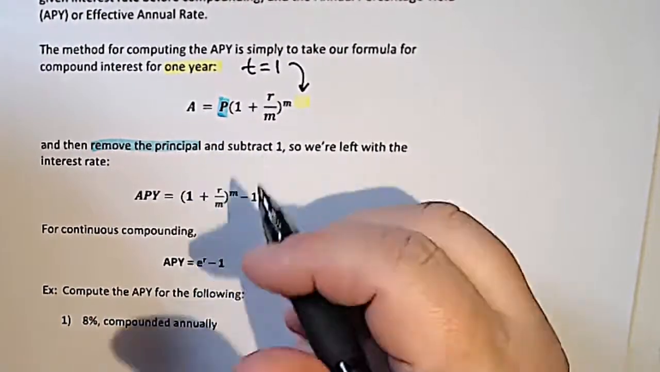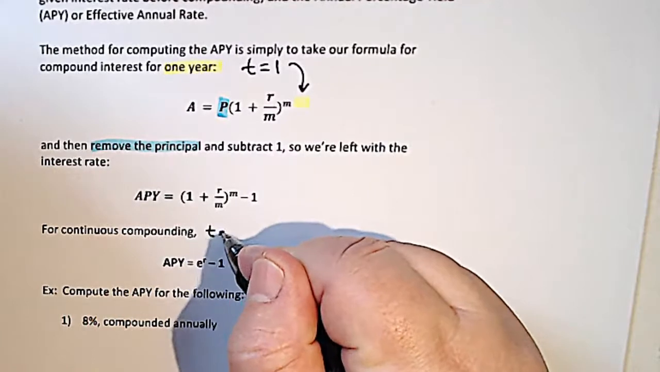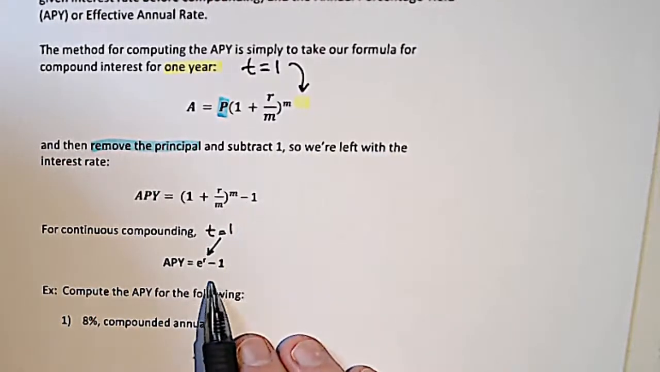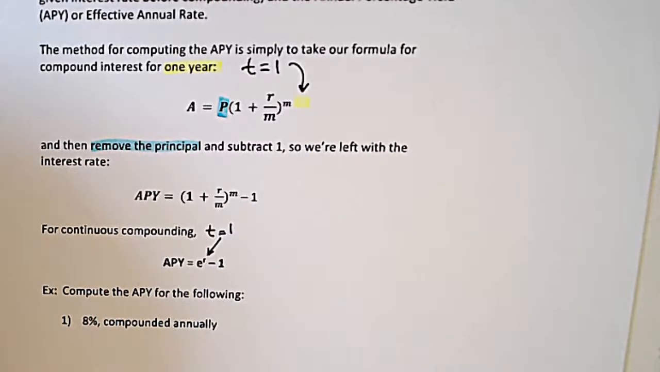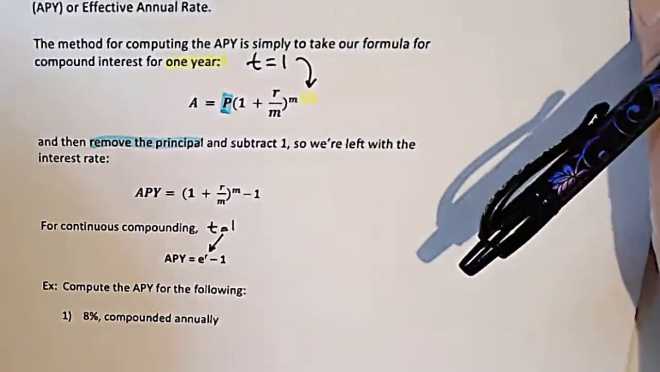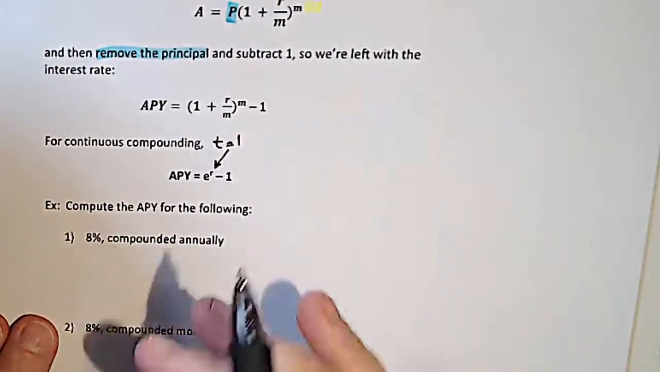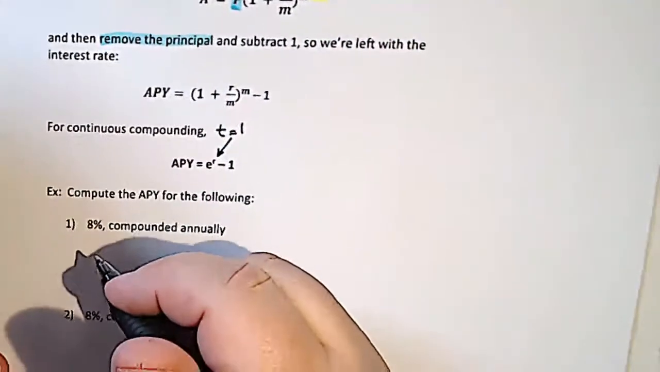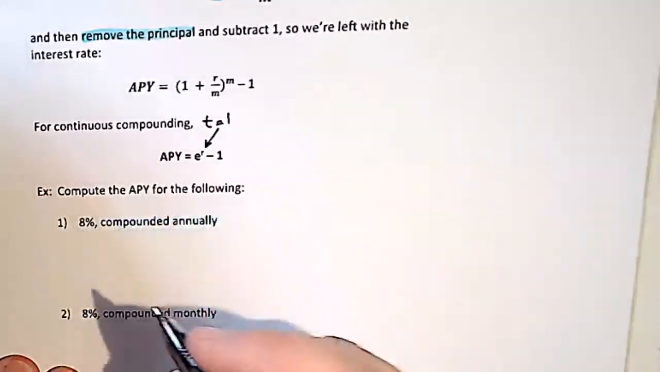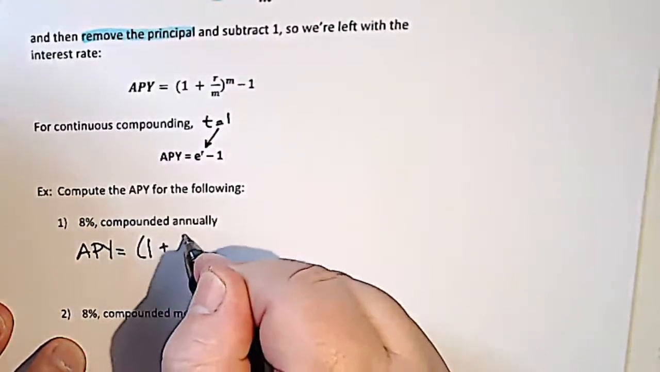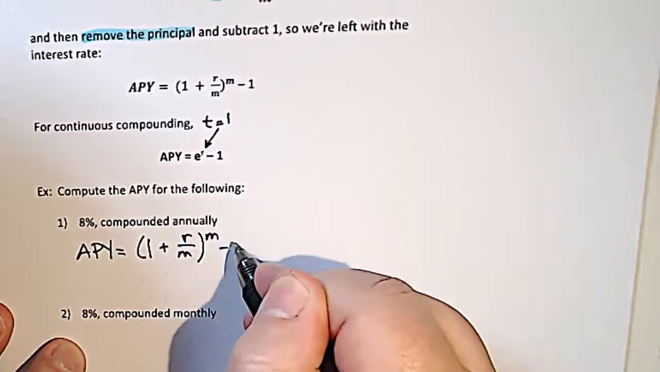All we do is remember t equals 1. So it's just e to the r, not e to the rt. And then we also subtract 1, right? In both cases, we are subtracting 1 so that we're looking at just the interest. Okay, let's calculate this. So APY, if it's 8% compounded annually, and I know the formula is kind of up high, so let me write it again so you guys can see it. It is APY equals (1 plus r over m) to the m, minus 1.